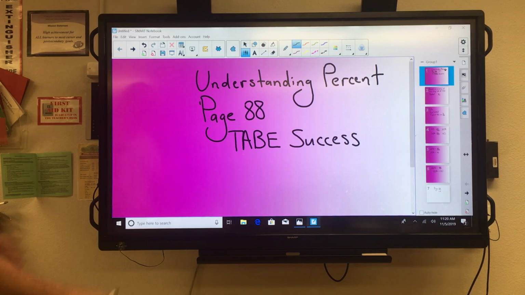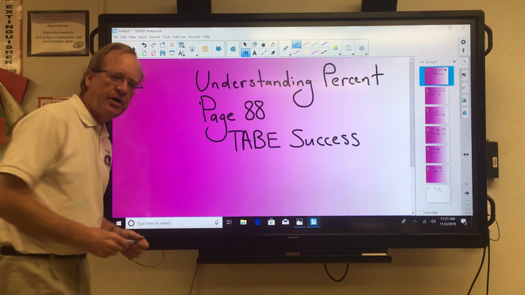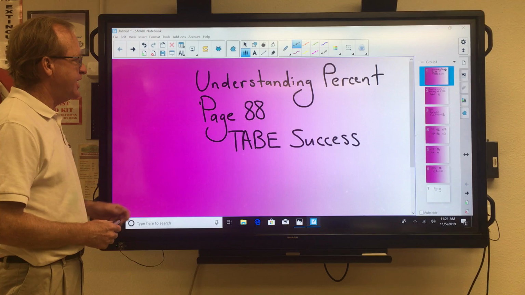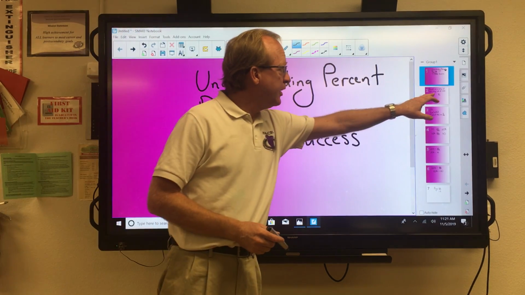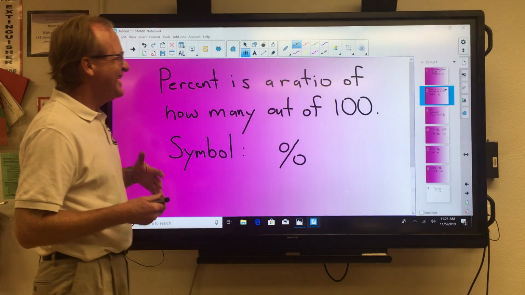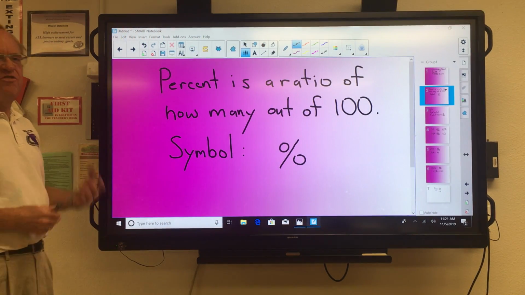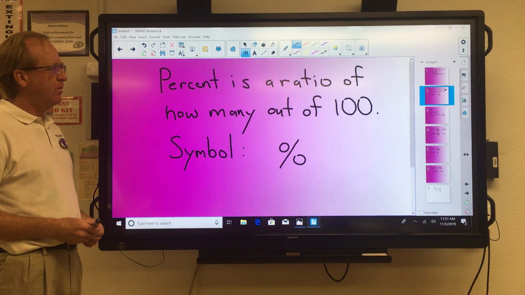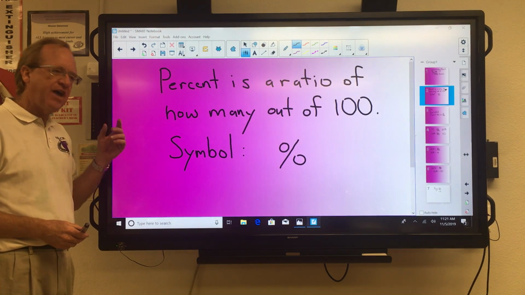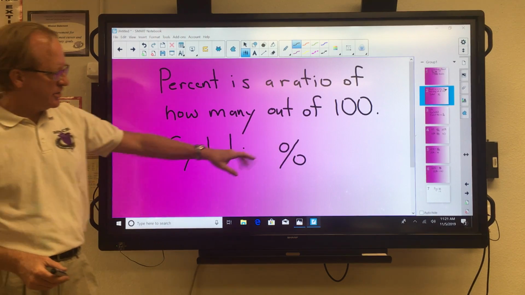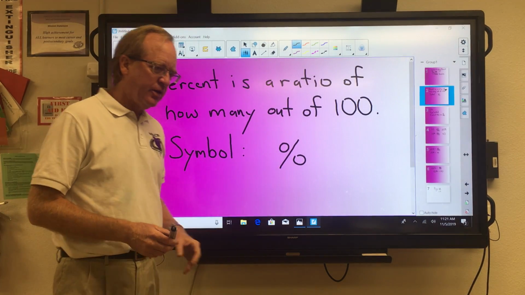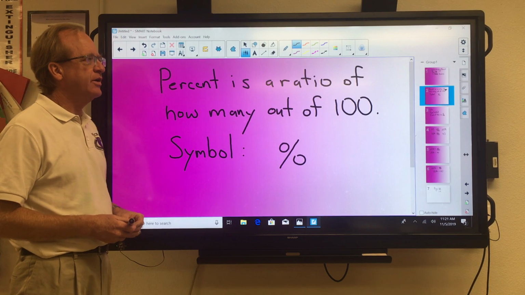All right, so we're starting a new section in our TABE Success book, and we're going to be looking at percents. And we're going to start on page 88, Understanding Percents. So what is a percent? Let's talk fundamentals here. A percent is a ratio of how many out of 100. And the symbol that we use is the percent sign. So how many out of 100?